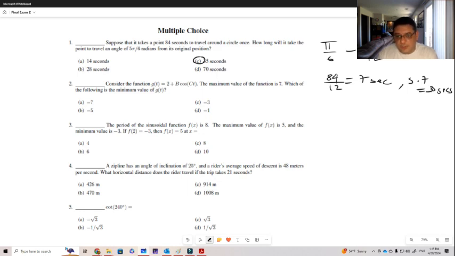And so that will be answer C. Now, question number 2 is about a sinusoidal function. In here, B represents the amplitude, 2 represents the midline, and C represents the speed of the wave that we use to calculate the period.